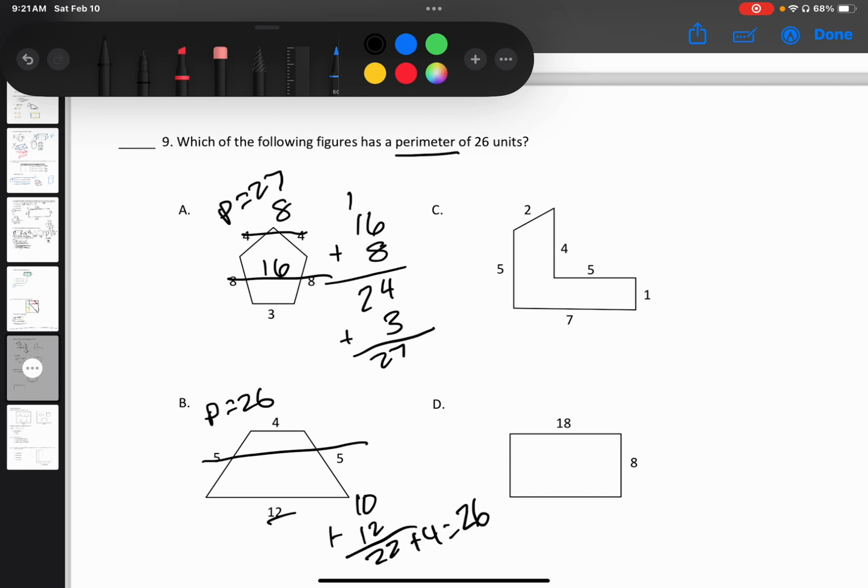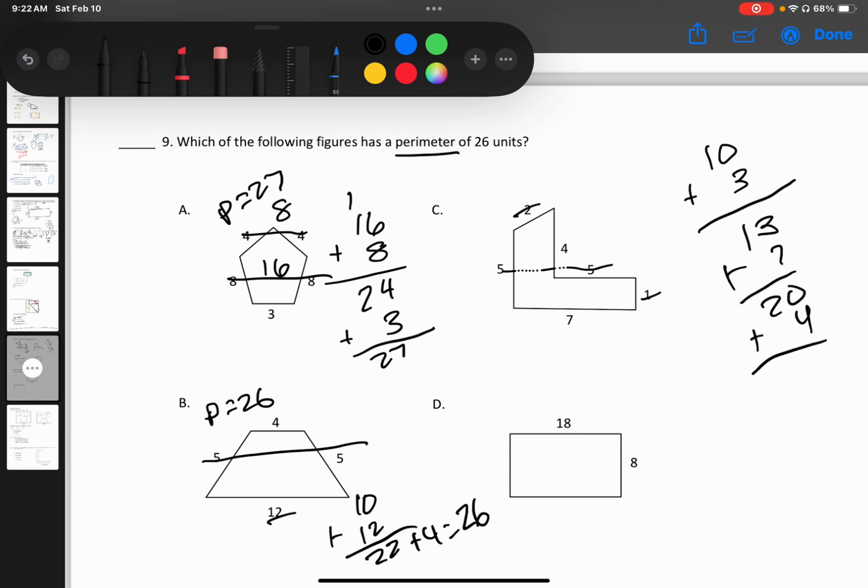Let's check C. Let's see how many sides are on C. 1, 2, 3, 4, 5, 6. It's a six-sided shape, which is a hexagon. Now, it doesn't look like a normal hexagon. This is an irregular hexagon. Let's start adding this together. 5 and 5 is 10, plus 2 and 1, that makes plus 3. That's 13. Plus 7 would be 20. Plus 4 would be 24.